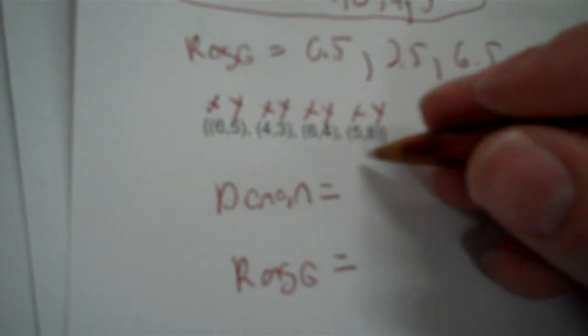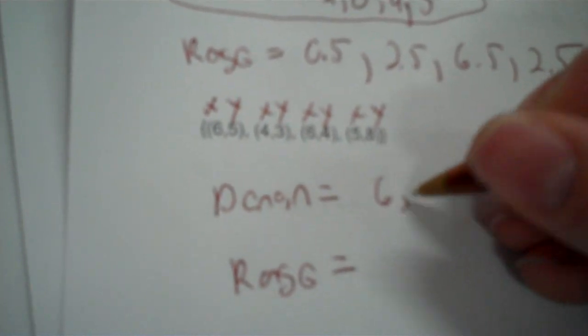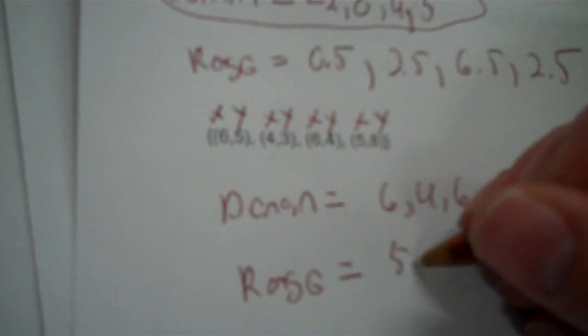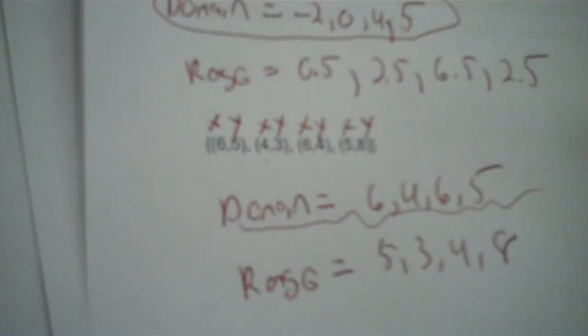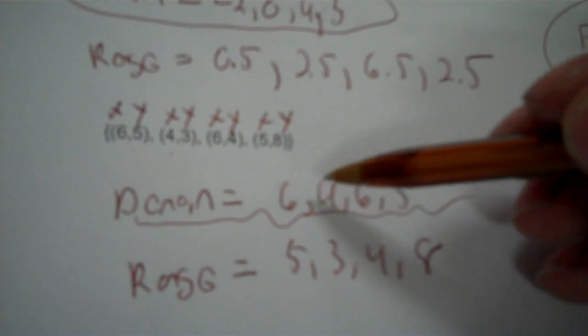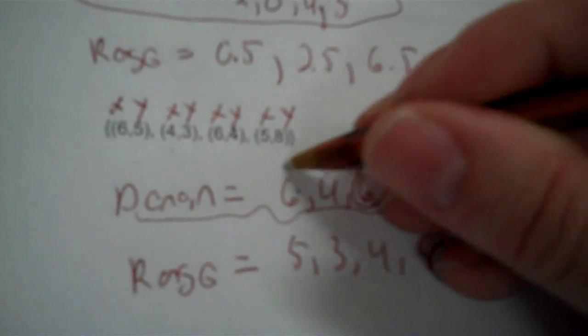Okay, so the domain is 6, 4, 6, 5. The range is 5, 3, 4, 8. Remember, I pay attention to the domain, that set of numbers there. And I have repeats with the 6's. So since I have repeats, it's not a function.